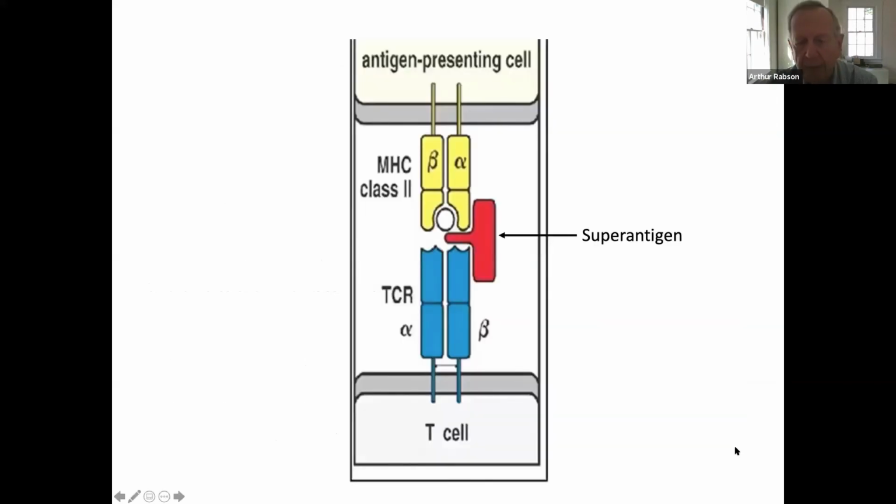And there's a beautiful picture of the MHC class II in yellow, the T cell receptor in blue, and the peptide in white in the middle would be a normal antigen being presented in the usual way. But look at this superantigen coming in from the outside and activating the T cell to produce masses and masses of cytokine, which cause the toxic shock syndrome.